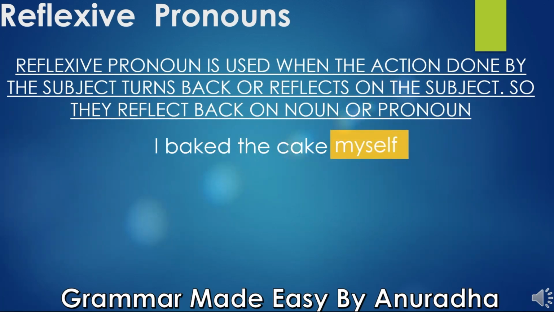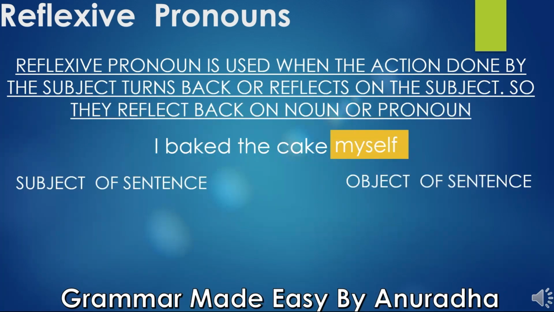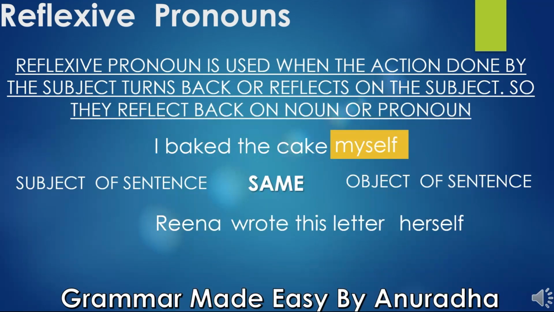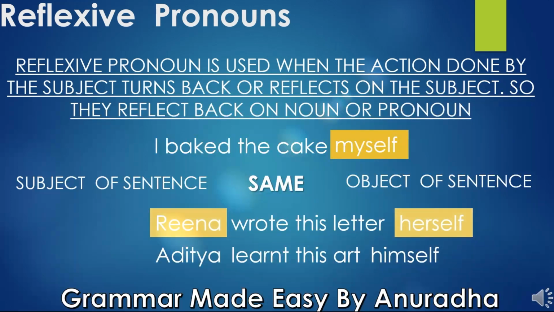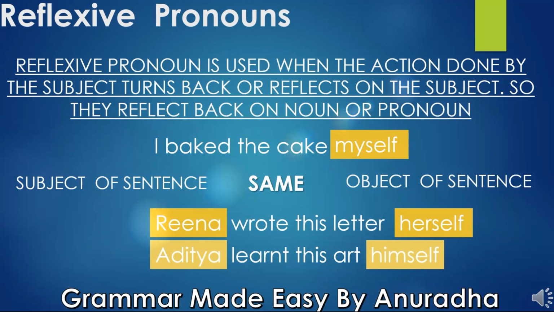Now, we use reflexive pronouns when the subject and the object of a sentence are the same thing. Like in the sentence, Reena wrote this letter herself, or Aditya learned this art himself. Now here in these two sentences, Reena and herself are the same, as in the second, Aditya and himself are the same.